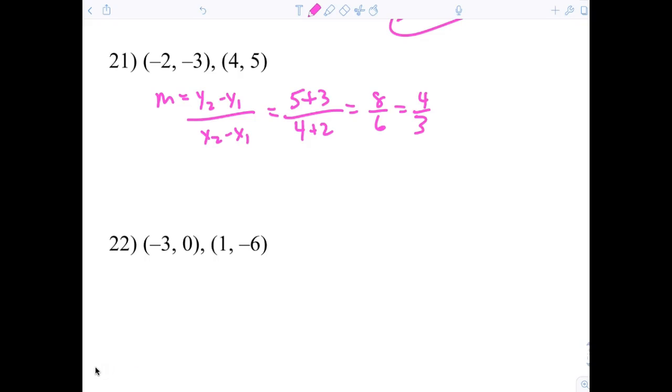Perfect. 4 over 3. Now, since we're writing it in point slope form, does it matter what point we're choosing? No. Any one you want to do, Emily? Which one? First or the second? Let's do this. Good. No negatives. All right. So now my answer is y minus 5 equals 4 thirds, and in parentheses x minus 4. Beautiful.